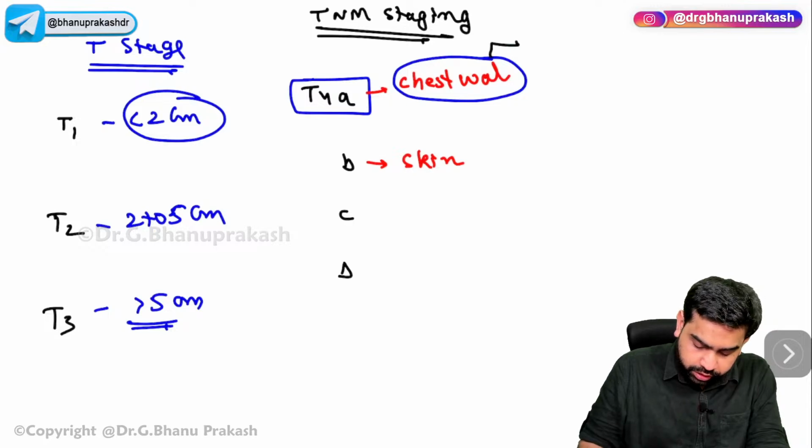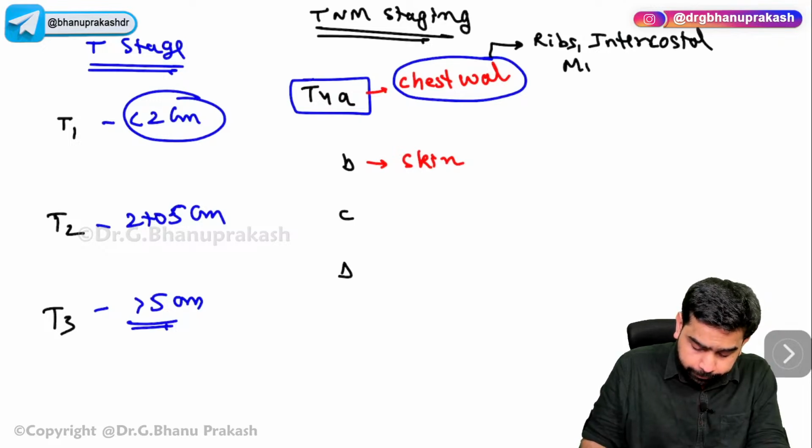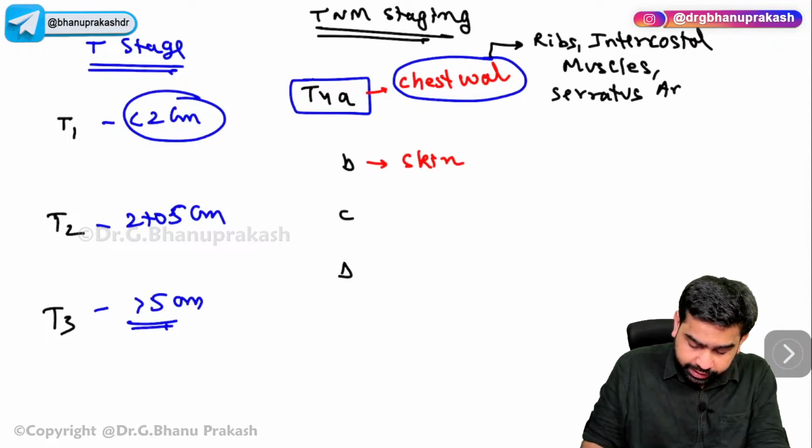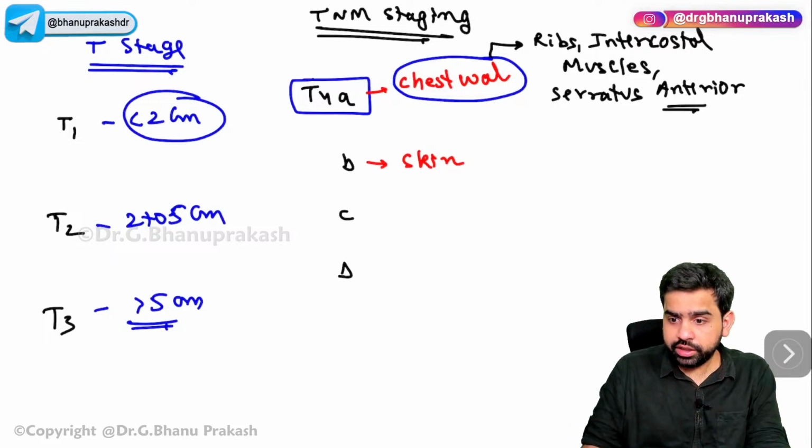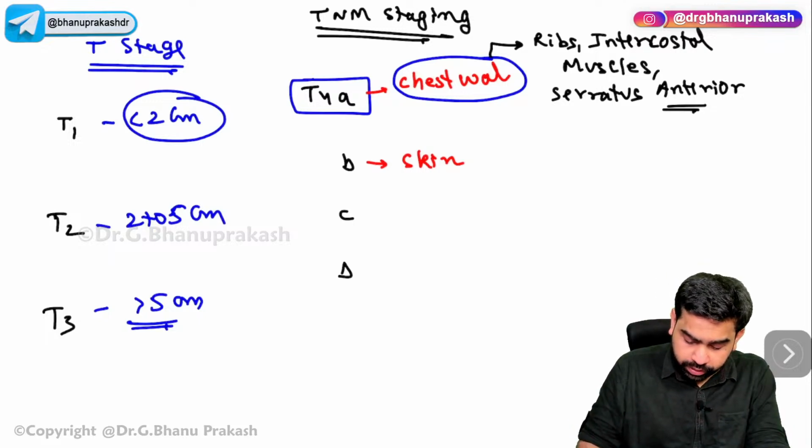Okay, so what is considered to be a part of the chest wall? If there is involvement of the ribs, the intercostal muscles, or the serratus anterior muscle, this is what is considered to be a part of the chest wall. All these things are considered to be a part of the chest wall.